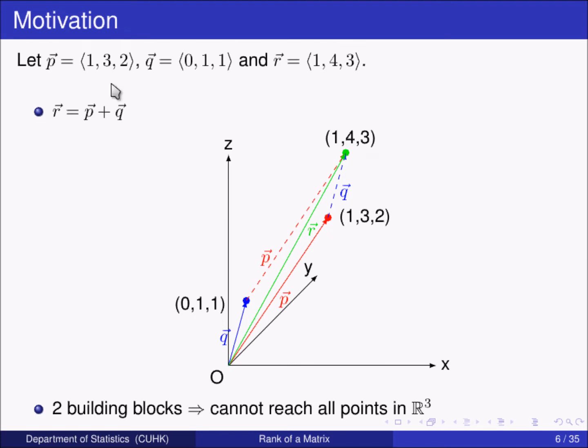Now let's consider the case of P, Q, and R. It looks like we have three vectors, but in fact we have only two. Actually, R is the sum of P and Q. It is just a simple linear combination of P and Q. So down to earth, we have only two vectors to create a subspace in R3, which is also called a vector space. We cannot reach every point in the XYZ space, therefore the maximum dimension of the space is 2.